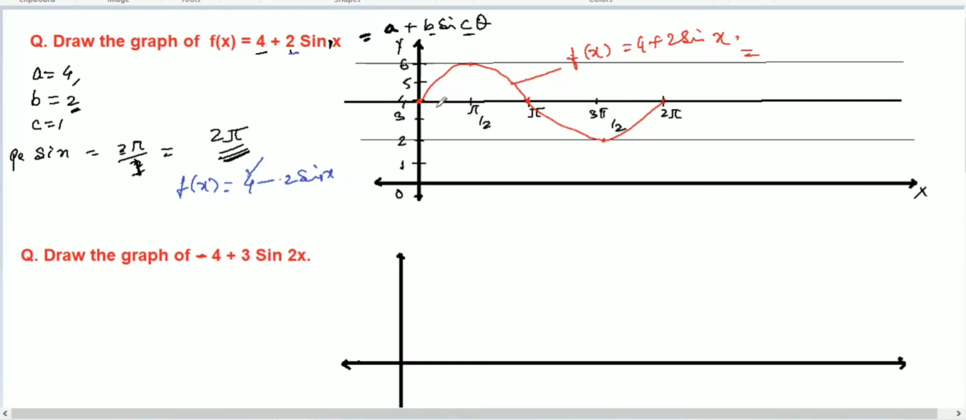So what will be here? How to draw this graph? This graph will be this way. So this blue line will be f(x) equals 4 minus 2 sine x.